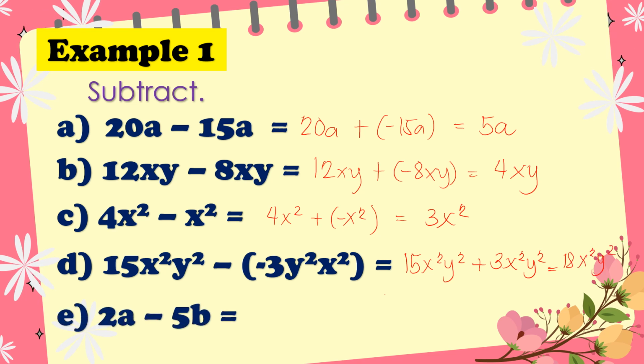For our last example, we have 2a minus 5b. Dissimilar sila. So, pag dissimilar, hindi rin natin sila mako-combine by adding or subtracting them. So, gagawin natin, i-rewrite na lang natin sila. Kasi hindi sila mapag-iisa. We can only combine them by joining them together with plus or minus sign. So, ang sagot is 2a minus 5b.